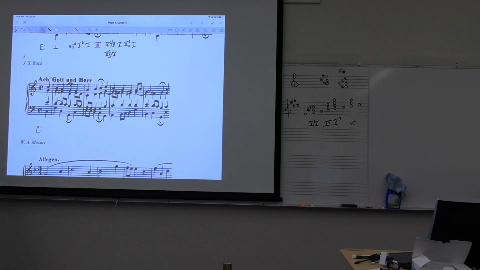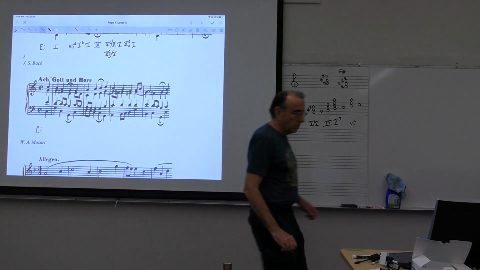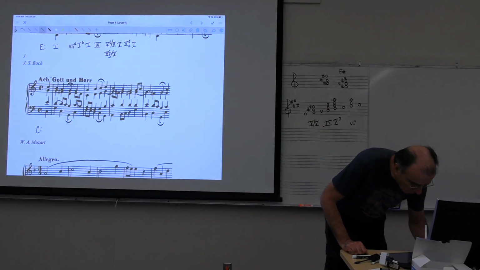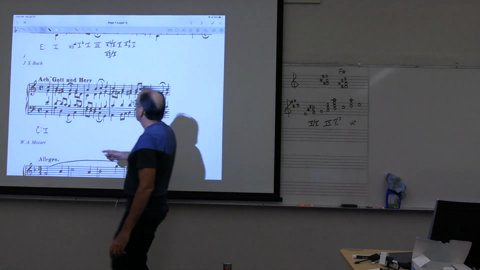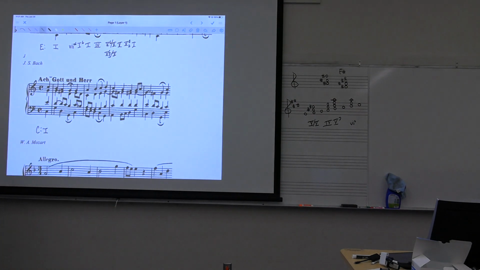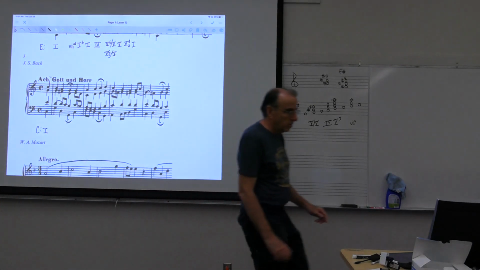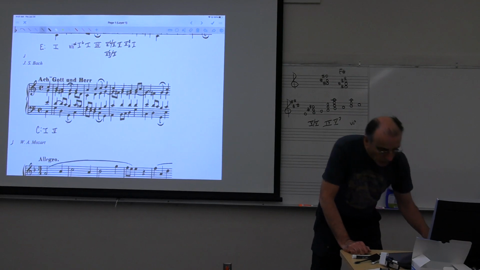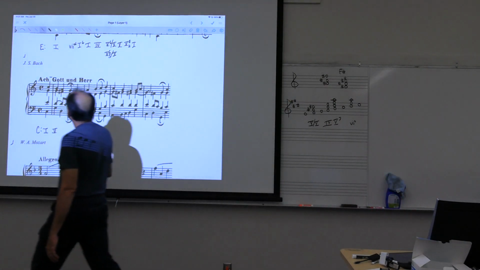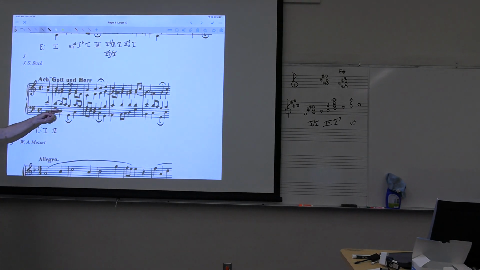Okay, so we already said this is a 1 chord. What is this chord here on the downbeat of the first full measure? G, D, G, B. 5, right? So G major triad, that's our 5.